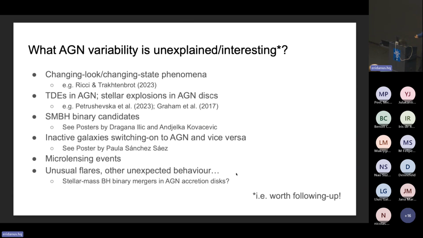And then there's microlensing. You could have unusual flares. You could have stellar mass black hole binaries merging within an AGN accretion disk. I think your imagination is the limit, right? How exotic could it go? So there's this whole potential zoo of really interesting things that we can't really explain. We don't know how many of them there are. And what I'm going to argue is that these are the objects that are worth following up.